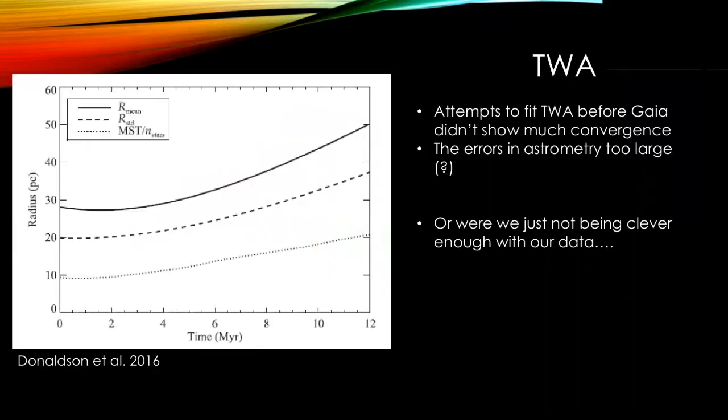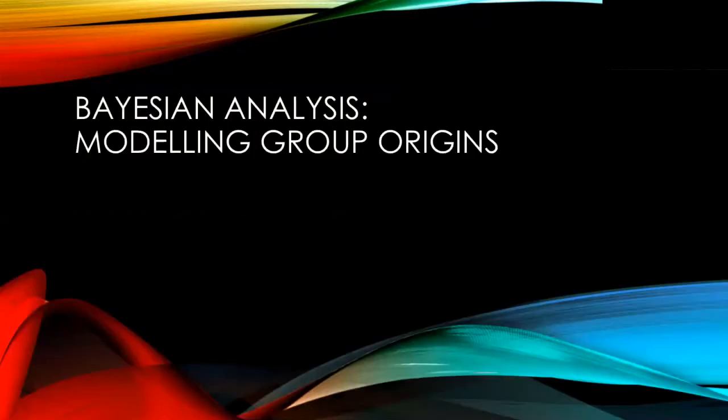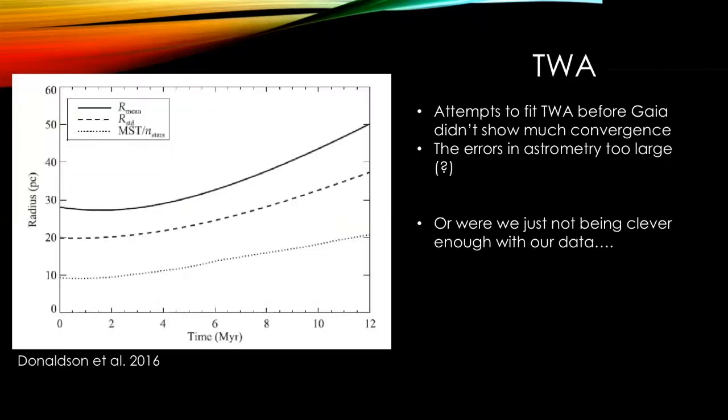And so people have tried to do kinematic age fits of groups like TWA, and here's the struggle that they face, that it starts to diverge. I mean, you don't really have to know what these are. It's just some proxy for the radius of the group at various times back. And it starts to turn upwards quite quickly. So the true age of TWA is around here maybe, but there's barely any convergence whatsoever. So is the data not good enough, or are we just not being clever enough?